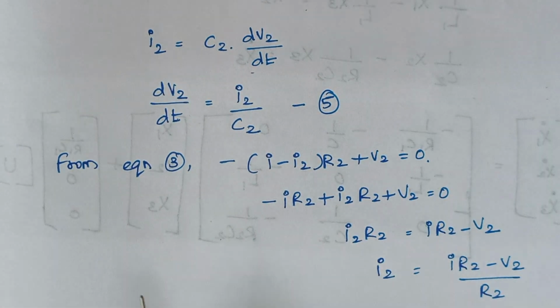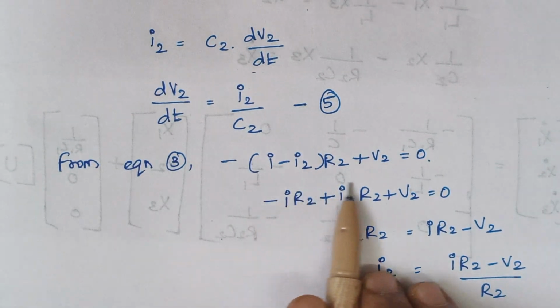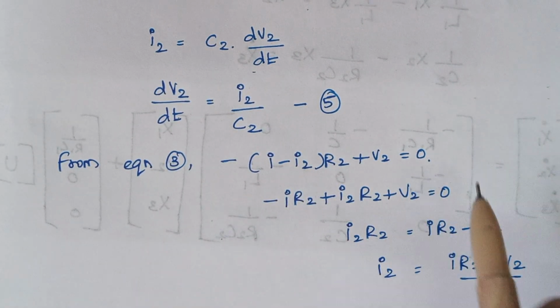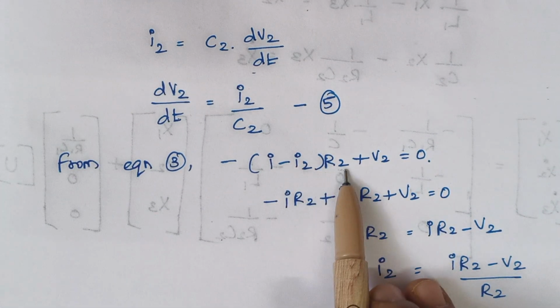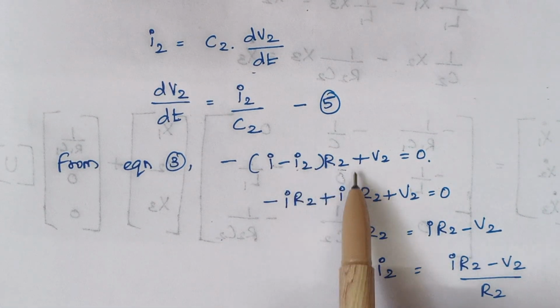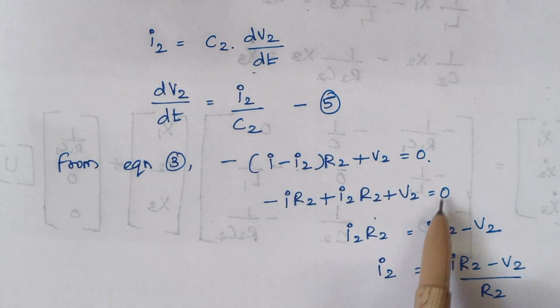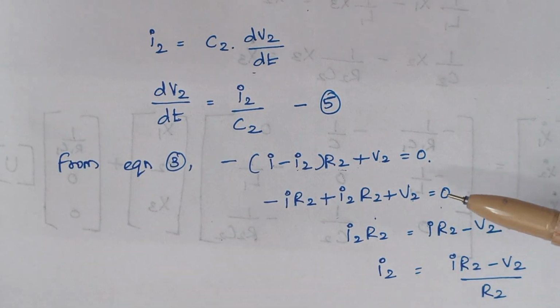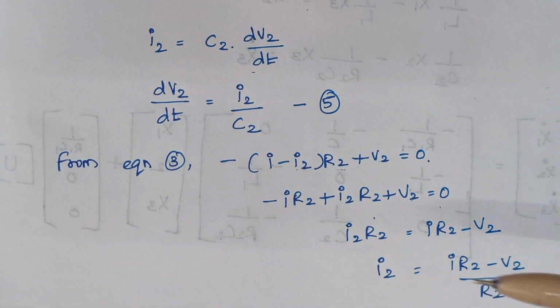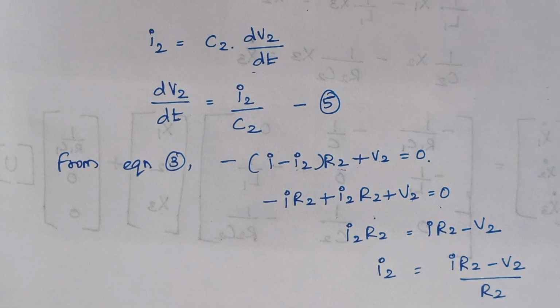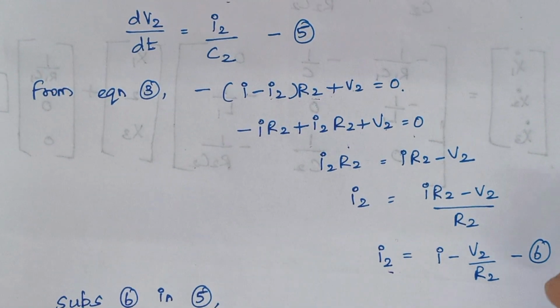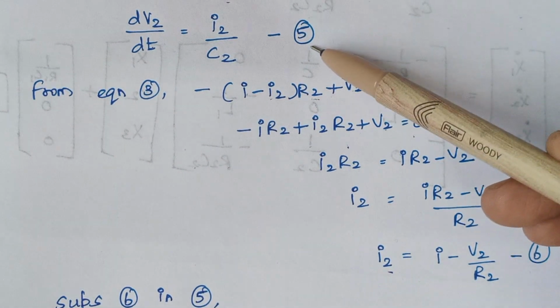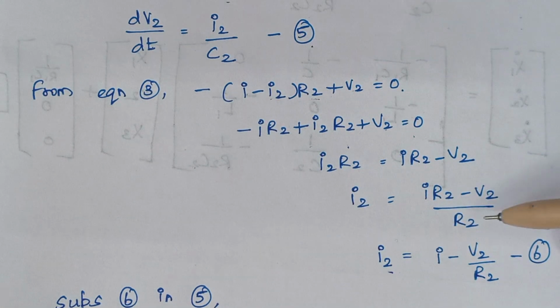So again from equation 3, so this is your equation number 3. We are simplifying, that is initially we are going to multiply by R2. So I2 R2 plus V2 is equal to 0, and again find an expression for I2, right? After finding the expression, just substitute this value again over here. We have to substitute here, right? So I2 is given as I minus V2 by R2.